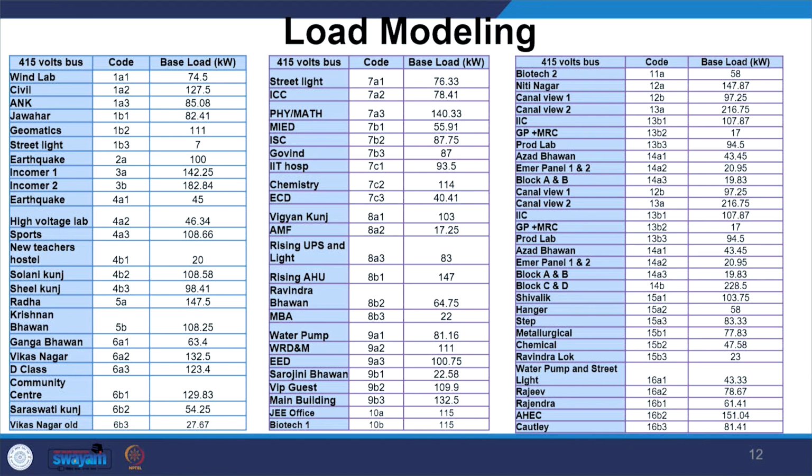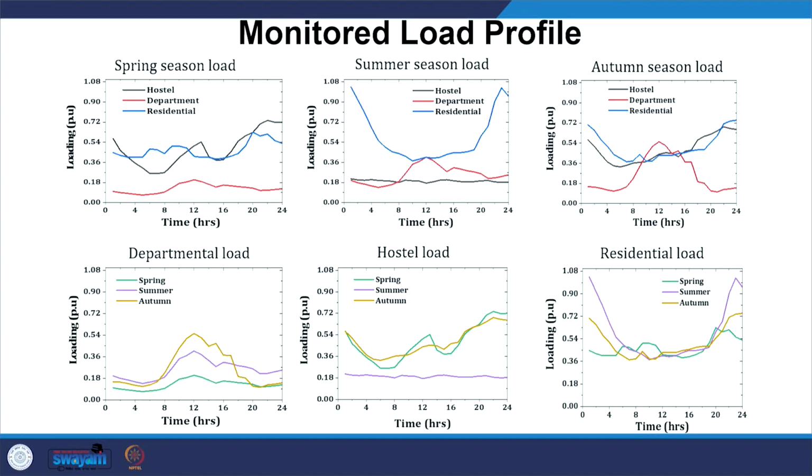So, these are the 415 volt buses, okay, and we have different points and the codes are given here, and probably the load points also you could see. But these loads are actually varying, they vary with time. And at the IIT Roorkee campus we have also captured the load profile of hostels, departments and residential. So, we divided the campus load into 3 segments: hostel section, department section and residential section, and how those load profiles behave at different times during spring, summer and autumn has been captured.